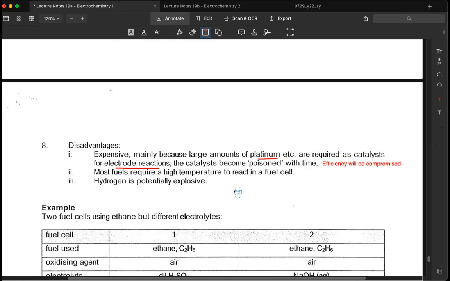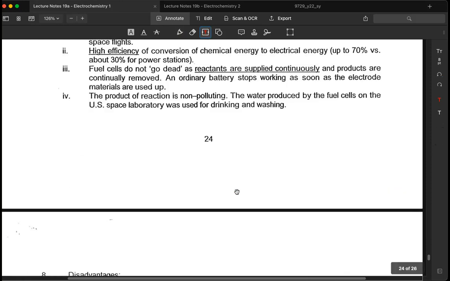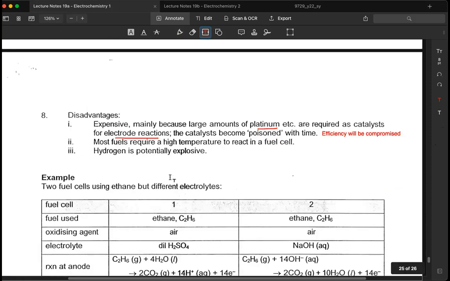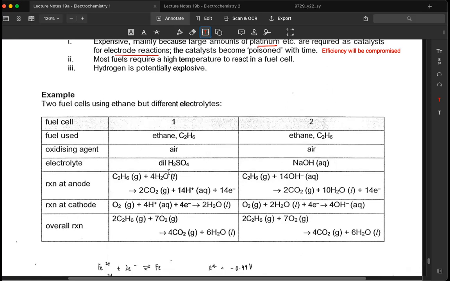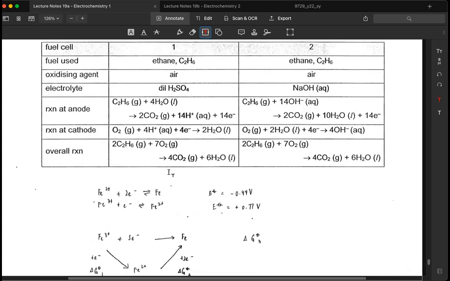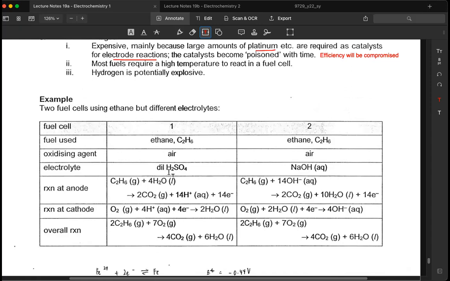And for this to happen, you need a high temperature. High temperature means more energy you need to get from somewhere. And it's not safe because hydrogen is potentially explosive, especially if oxygen is also there, right? So there could be an explosion. So there's risk of the people dying inside the spacecraft. So, boom.